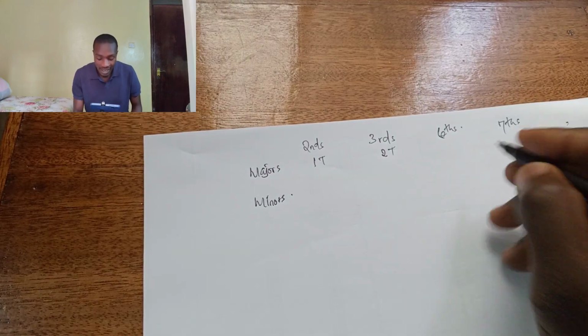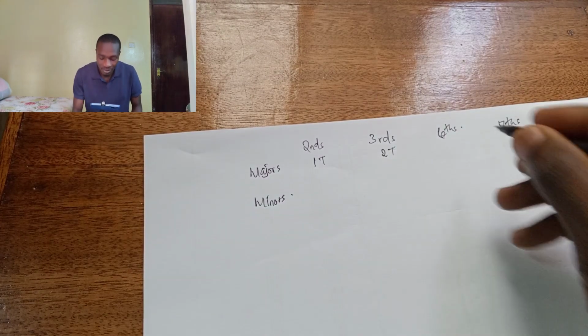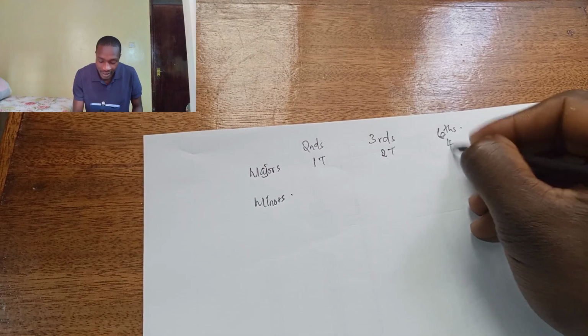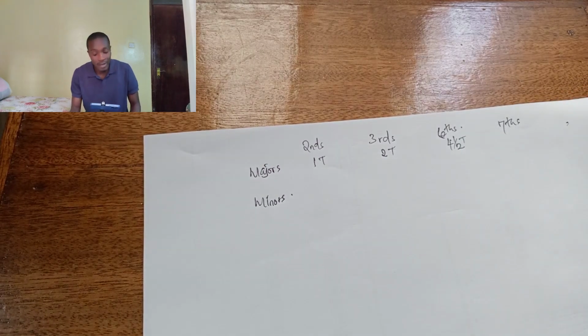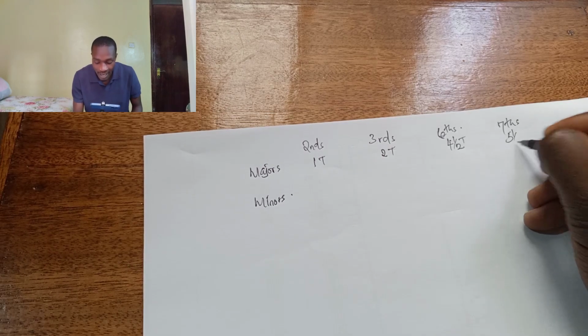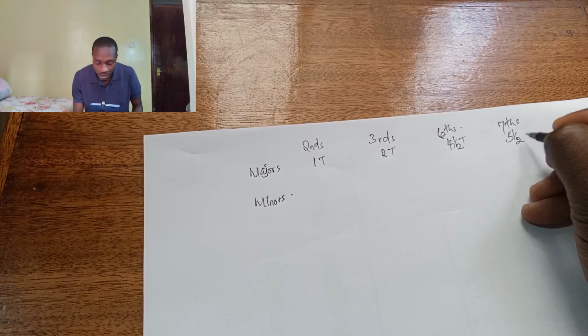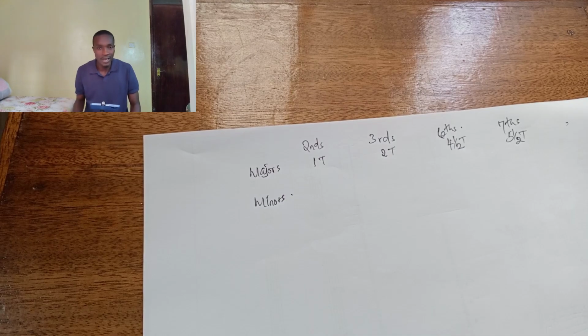All major sixths are going to have, you can start to count. If you count a major sixth, you'll find that it is 4.5 tones. Then all major sevenths are going to have 5.5 tones. How do we find 5.5 tones?